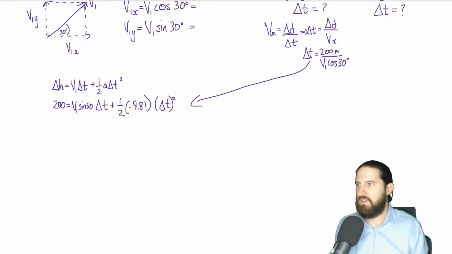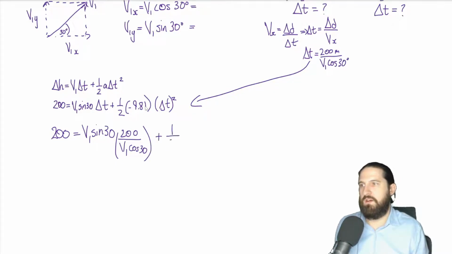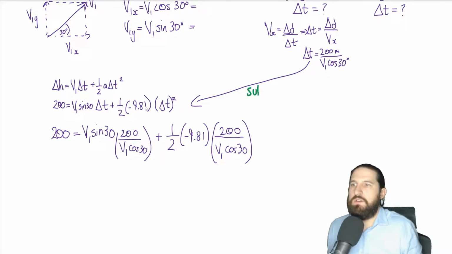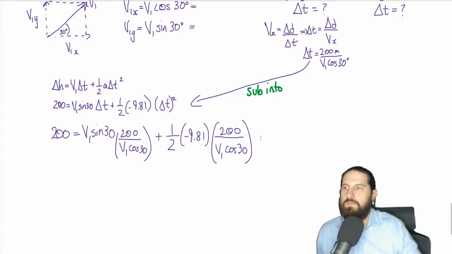Okay? So we end up with 200 is equal to v1 sine 30 times delta t, which is 200 over v1 cos 30. And so now that cancels nicely, plus 1/2 negative 9.81 times 200 all over v1 cos 30, and sorry, that's squared. Alright, okay, so let's do it.